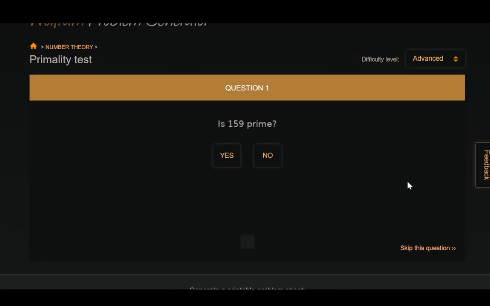So let's try an advanced problem, right? Is 159 prime? Good question. All right, let's just go through. Could it be 2? No, it's definitely not even. Could it divide by 3? I think 120 divides by 3. So 150 divides by 3. So 159 divides by 3. Oh, that's quite interesting. So it's 53 times 3. So it's not prime.